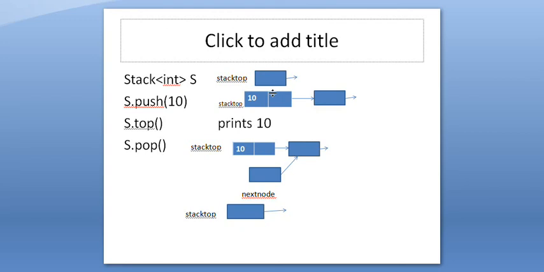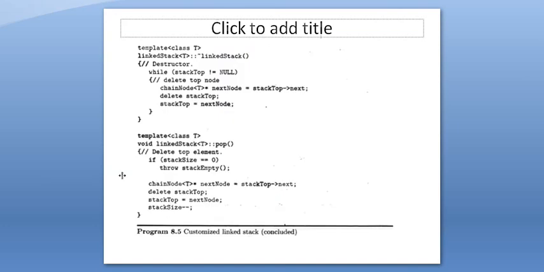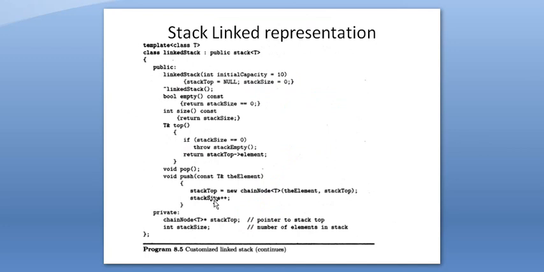Now create a new node, fill the element 10 because of this, and the next field links to the previous stack top, and this you call the new stack top. That's what is happening when you use s dot push. That is how the push instruction over here works.